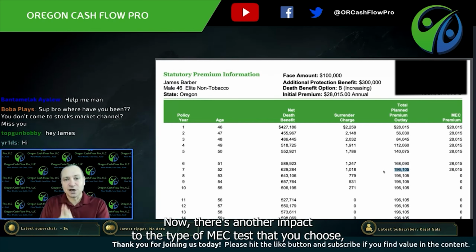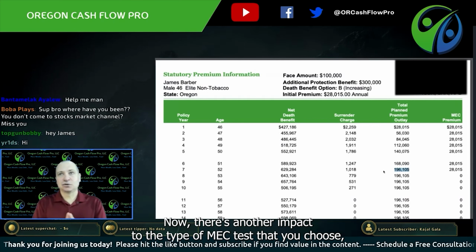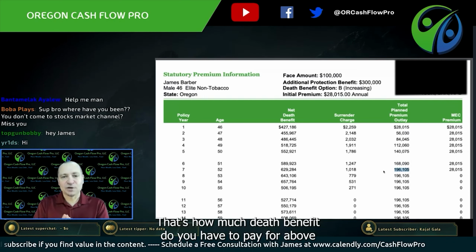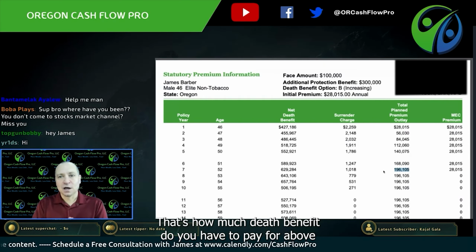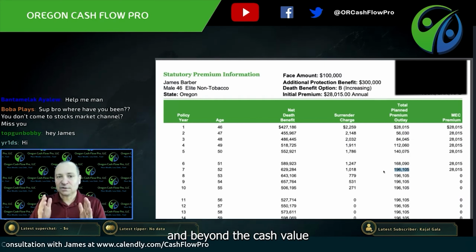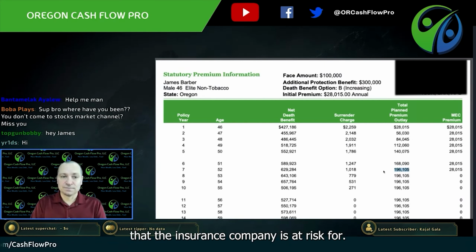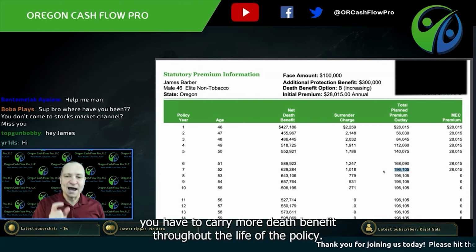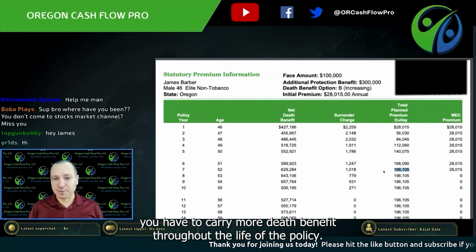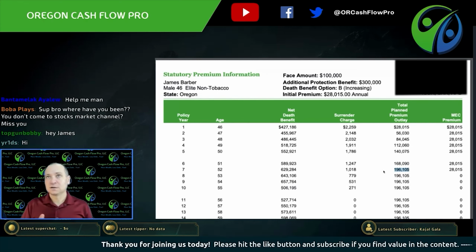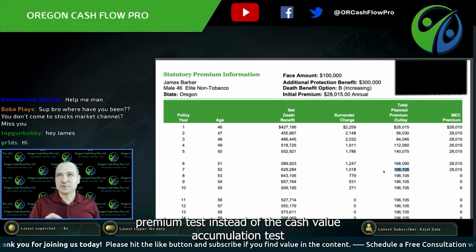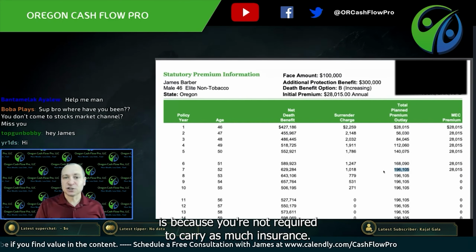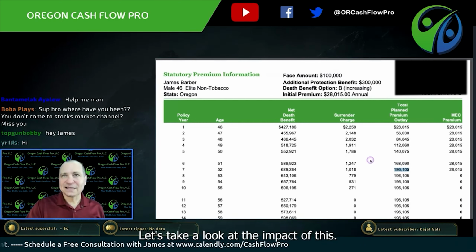Now, there's another impact to the type of MEC test that you choose, and that has to do with net amount at risk. That's how much death benefit you have to pay for above and beyond the cash value that the insurance company is at risk for. It's called the net amount at risk. And when you use a cash value accumulation test, you have to carry more death benefit throughout the life of the policy. So the big reason why we like to use the guideline premium test instead of the cash value accumulation test is because you're not required to carry as much insurance.